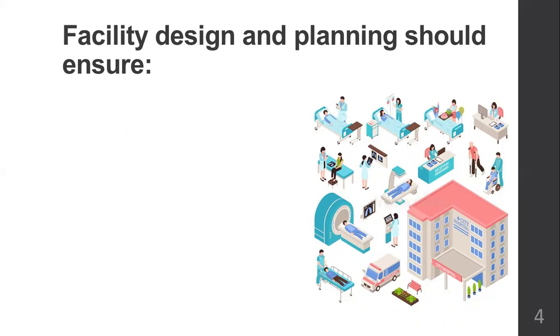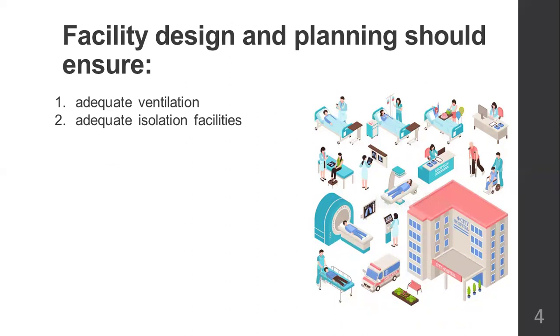Facility designing and planning should ensure that adequate ventilation is given so that there is no cross contamination. Adequate isolation facilities: you should have space where patients who come with H1N1 infections or airborne infections can be kept.